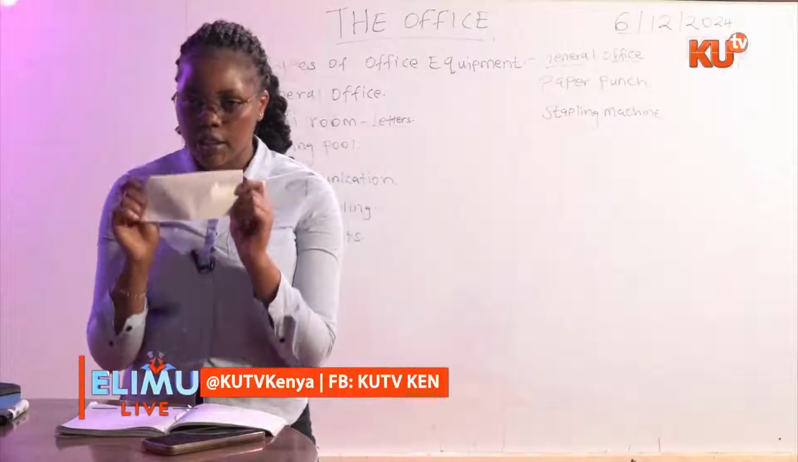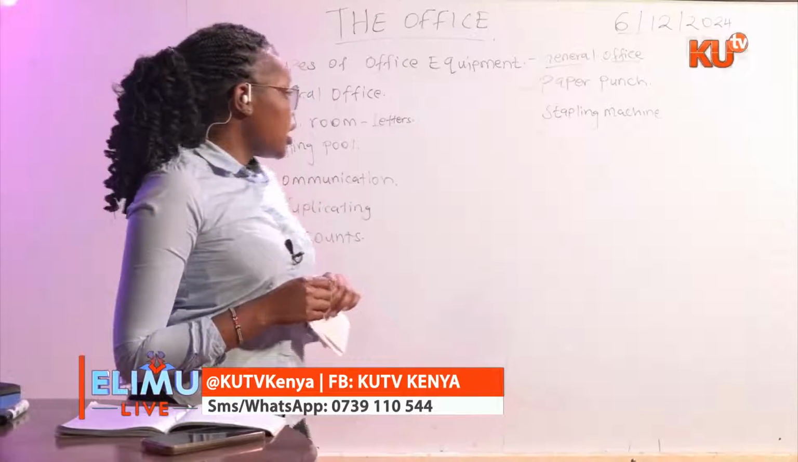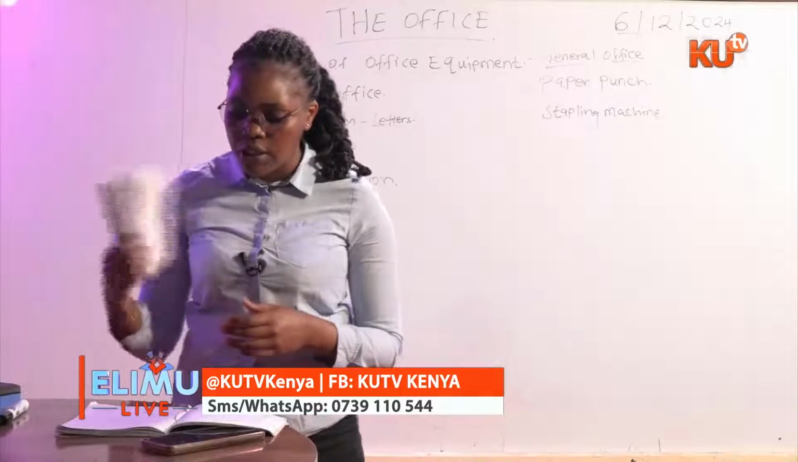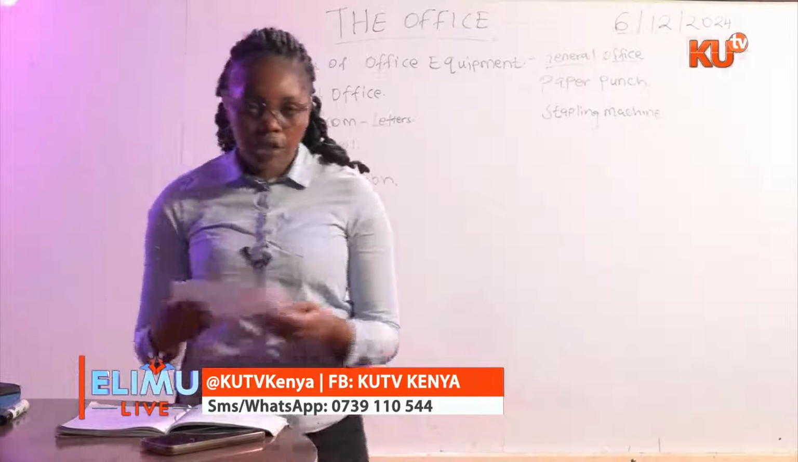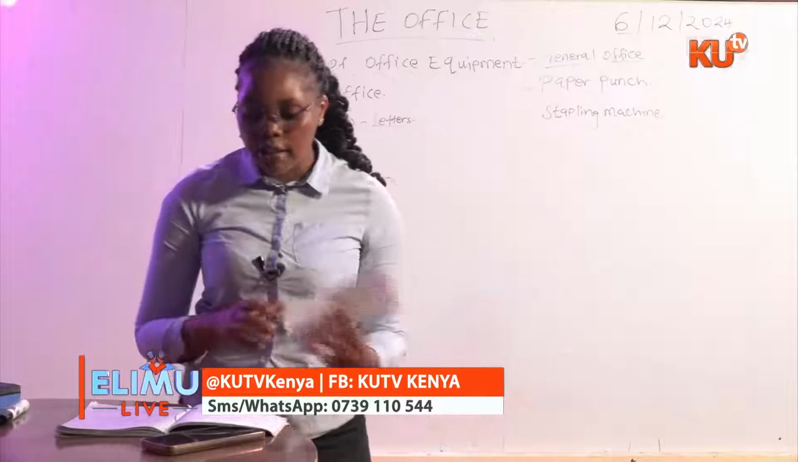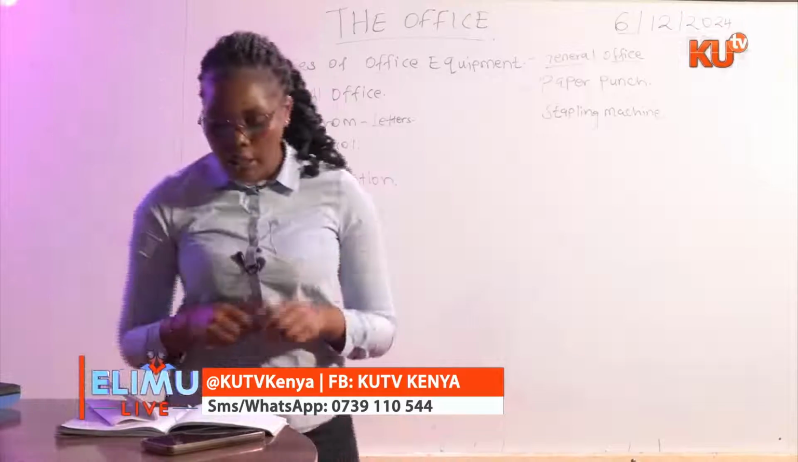So instead of doing this, remember we said one of the roles of the office equipment is to make our work easier. So instead of taking time to fold like 20, 30 letters, you use a folding machine to fold your letters into the required sizes, so that now they can be put in an envelope. So that one is a folding machine.